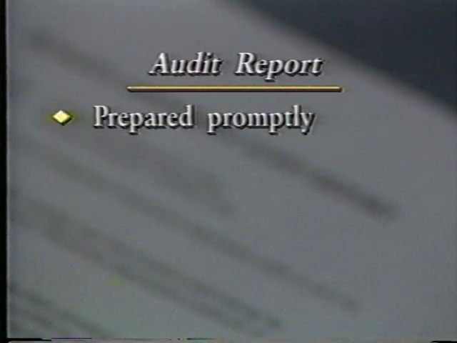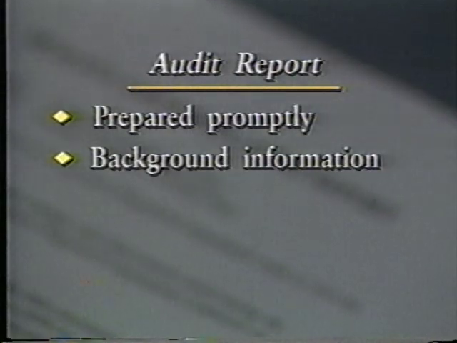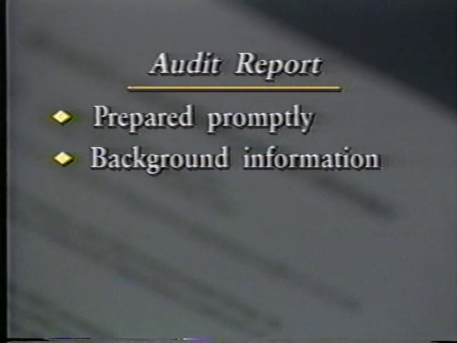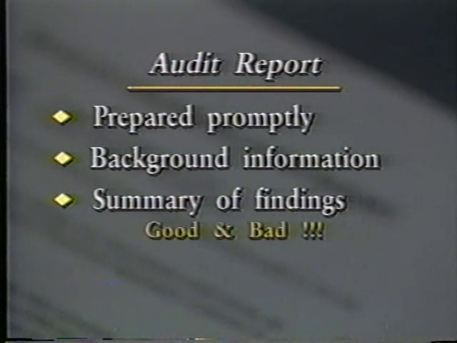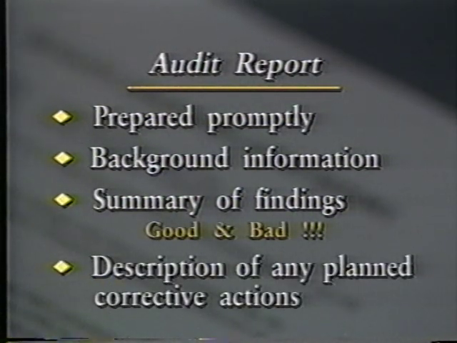A formal written report is usually prepared within 2 weeks of completing the audit. The report should include an introduction section that gives background information on the area audited, including the dates and purpose of the audit, the individual responsible for the area, the highlights of previous audit results, and a summary of the products and processes found in the area. There should also be a summary of your audit findings, including a brief description of the most significant findings, both good and bad, and a description of any planned corrective actions.